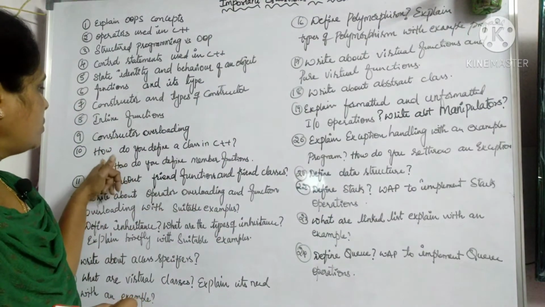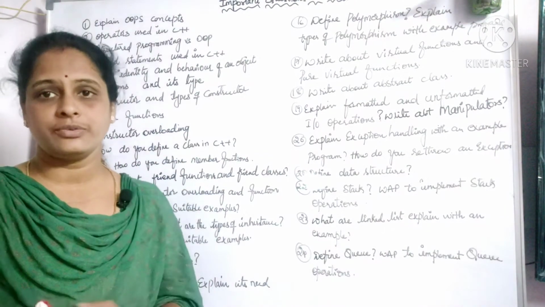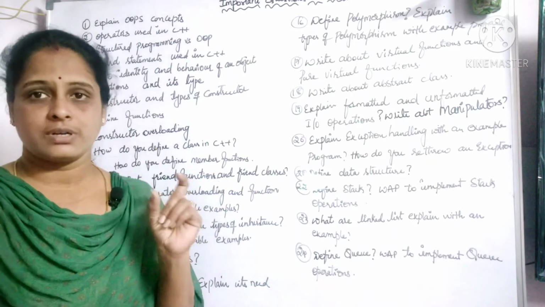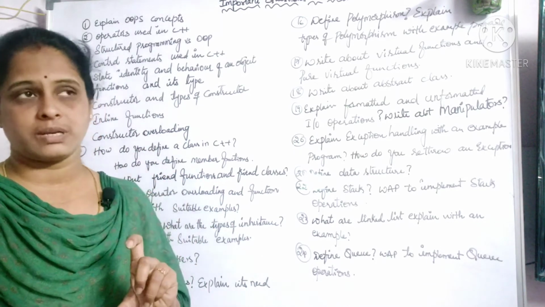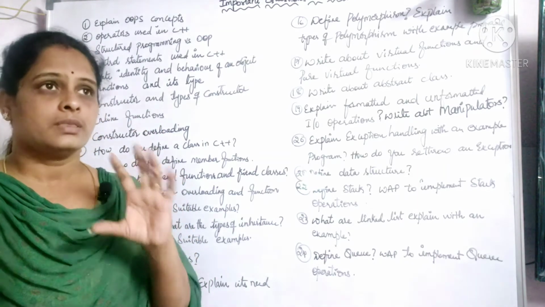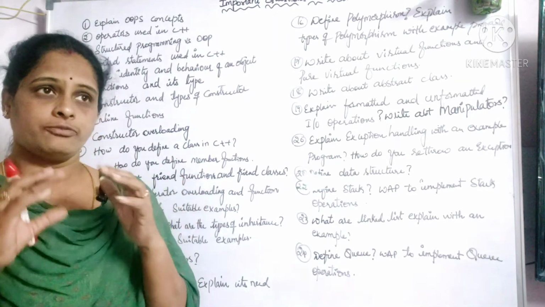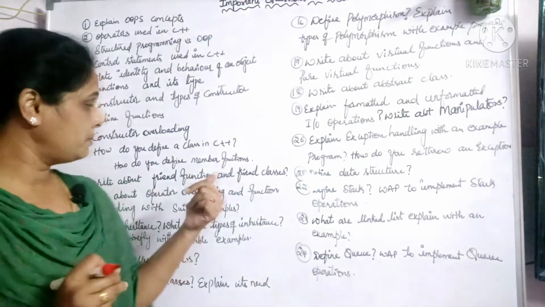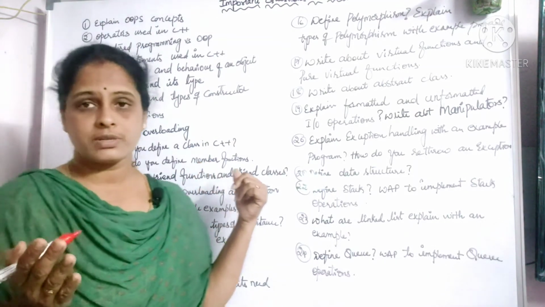Next one is, how do you define a class? How do you define member functions? Of course, how do you define a class? By using the keyword class followed by a class name. Within the opening and closing braces, you will be writing the data members and member functions there, right? Then you may define the member functions within the class or outside the class also. You have a different process for both of them.